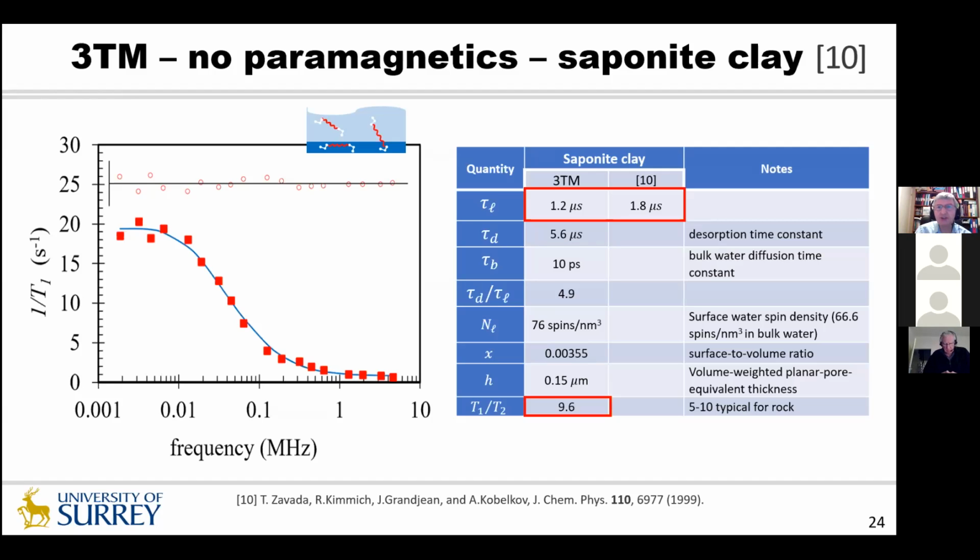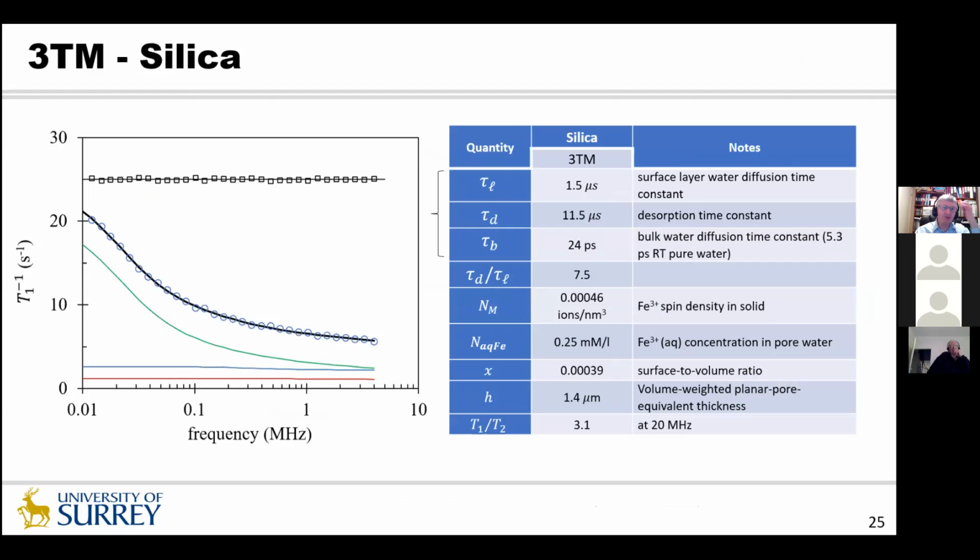Maybe it's good fortune. There's no T1 to T2 at 20 megahertz for this particular saponite clay to compare directly with. Okay, so let's move on. Here we're looking at a silica sample that was analysed. Now, everything was thrown at this sample, hook, line and sinker.